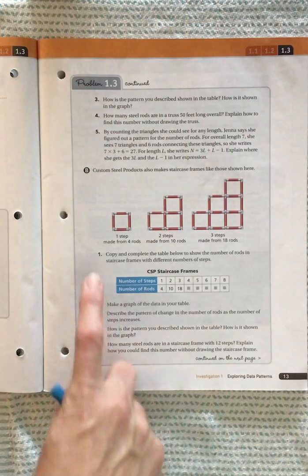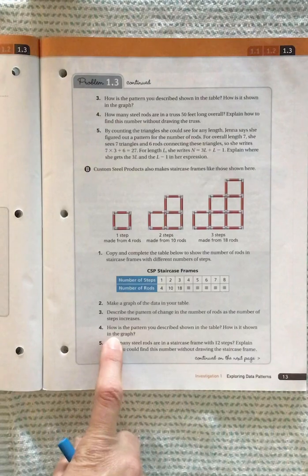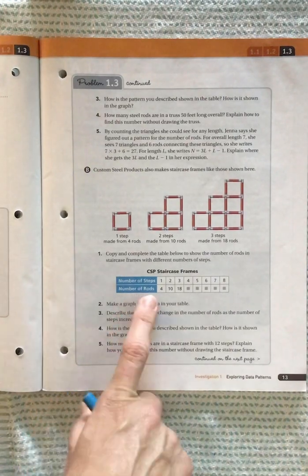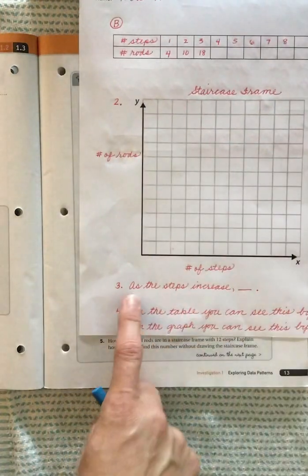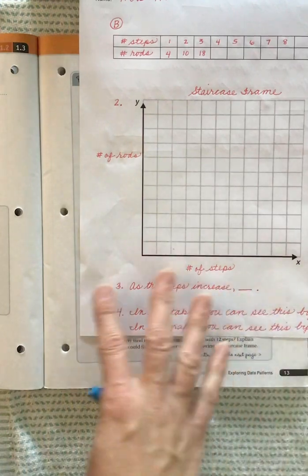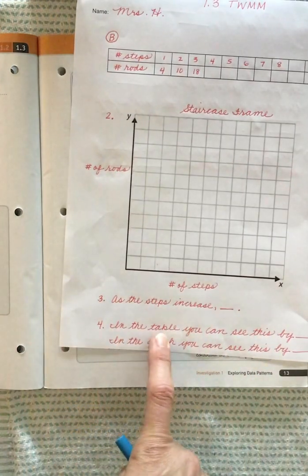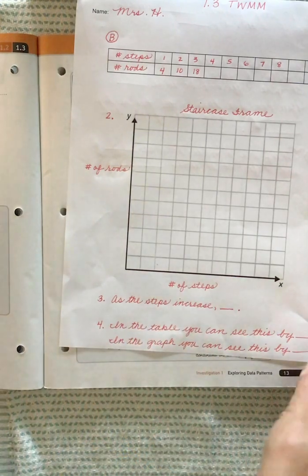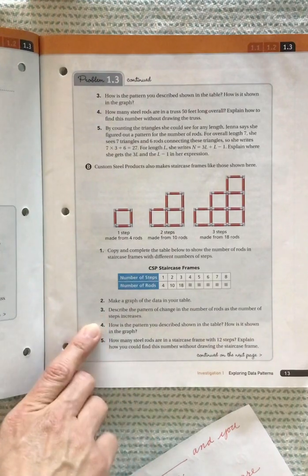Okay, so number 1 is table, number 2 is graph, number 3 and 4 are just like before. What are the patterns of change? How do you know? By looking at the table. How do you know? By the graph you made. So number 3, as the steps increase, I noticed blah, blah, blah. What was the pattern you saw? How did you see this in the table? How do you see this on the graph? So once again, think back to Friday's conversation about linear and non-linear equations. Okay, that was question 3 and 4.